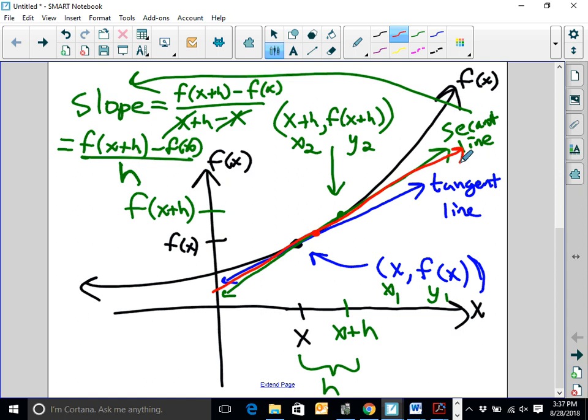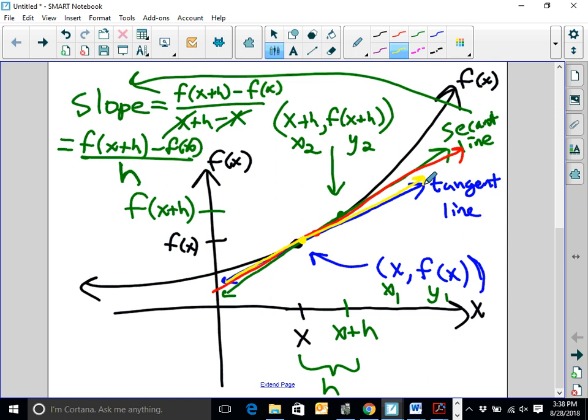What if I chose a point even closer? Now it's going to get really messy. Don't worry too much about it. I just want you to see the concept here. What if I chose a point right next to it, right here? Okay. Well, now my yellow line slope is really getting close to the slope of my tangent line.